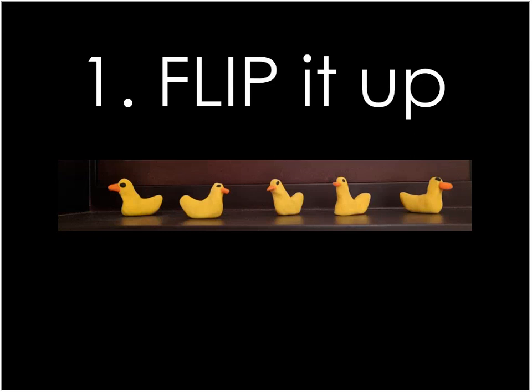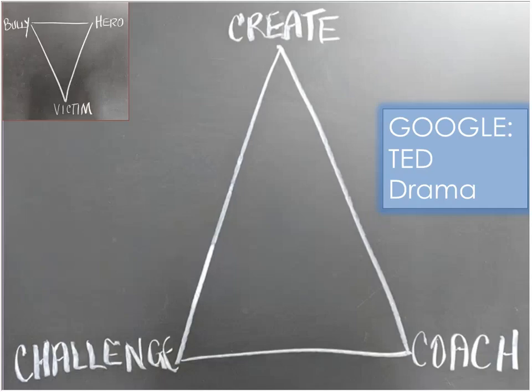Right now, we're going to look at how to flip it up, getting your ducks in a row and flipping the triangle up. How you do this, the empowerment dynamic, is TED, and I would invite you to just Google TED and the drama triangle. What they talk about is that you switch it up by changing the roles that people are playing in their interactions with one another.